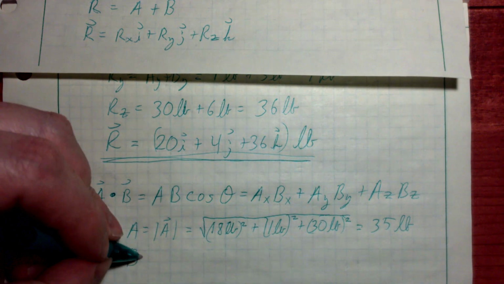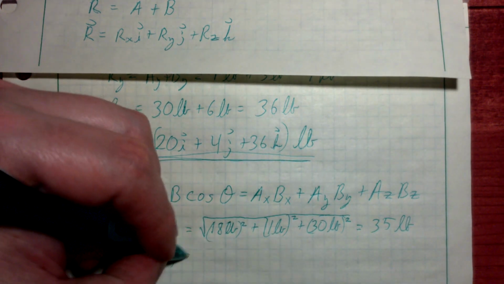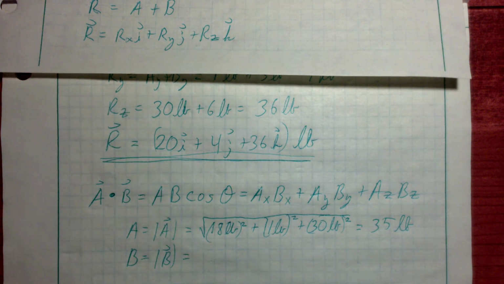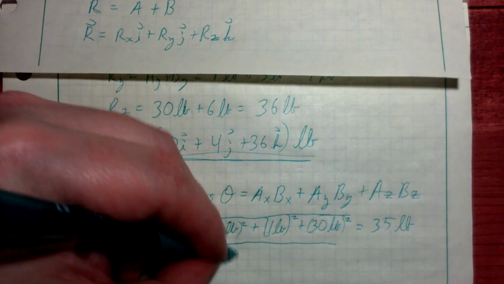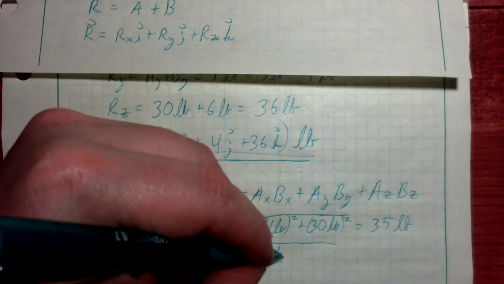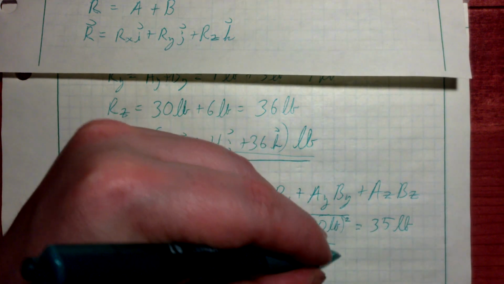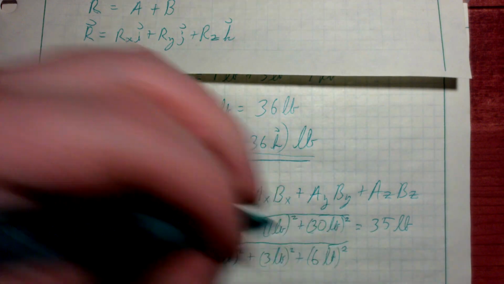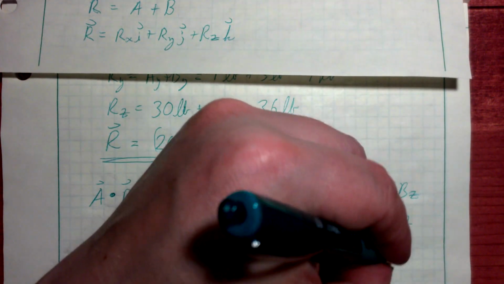The magnitude of B, you can write as B without a hat, or you can write it as B inside the brackets. Square root of 2 pounds squared plus 3 pounds squared plus 6 pounds squared. If you need practice, feel free to pause, get the number, and come back. I'm going to go ahead and write it out here. I've got that is 7 pounds.